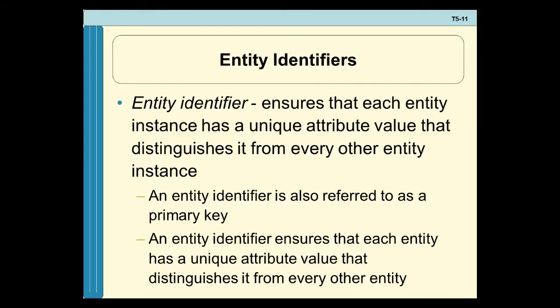So the entity identifier then ensures that each entity instance has a unique attribute value that distinguishes it from every other entity instance. So usually what we do is we give these entities some type of unique identifier, and that's really the crux of relationship diagramming. That's where the R comes from in entity relationship diagram. The fact that each one of these entities can have a unique identifier. And this unique identifier we call a primary key.